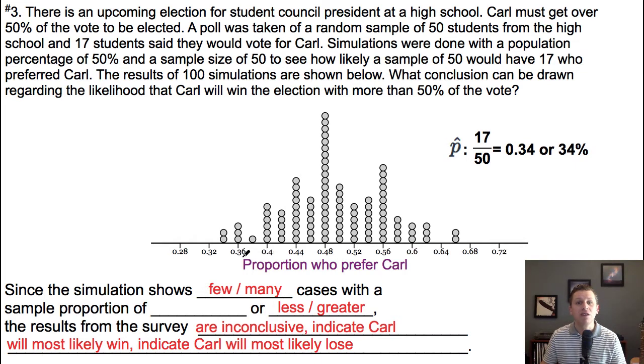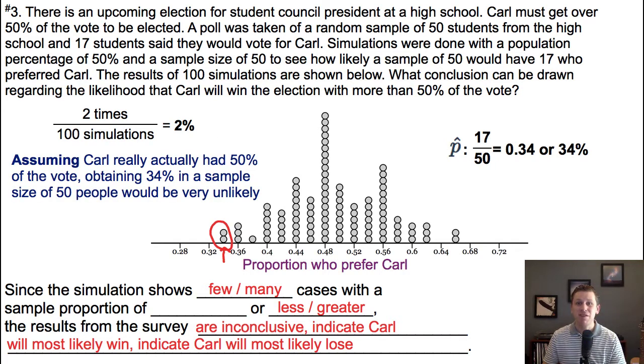We want to find where 34% is, and if I look, 34% is right here. If I look at how many times 34% showed up in our simulation, it only showed up 2 times. So how likely is it that Carl might actually have 50% of the vote? Well, 2 times out of 100 simulations is a very low percentage. That's only 2%. Because 2% is less than 5%, we can say it's very unlikely that Carl actually had 50% of the vote. If we actually had 50% of the vote, this 2% confirms that it would be very unlikely to get something as low as 34% in a sample size of 50 people.